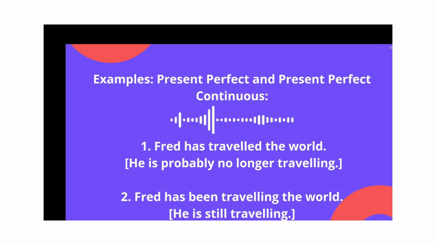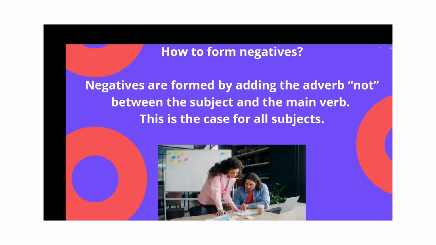Fred has traveled the world. It means that he is probably no longer traveling. Fred has been traveling the world. It means that he is still traveling. How to form negatives? Negatives are formed by adding the adverb not between the subject and the main verb. This is the case for all subjects.